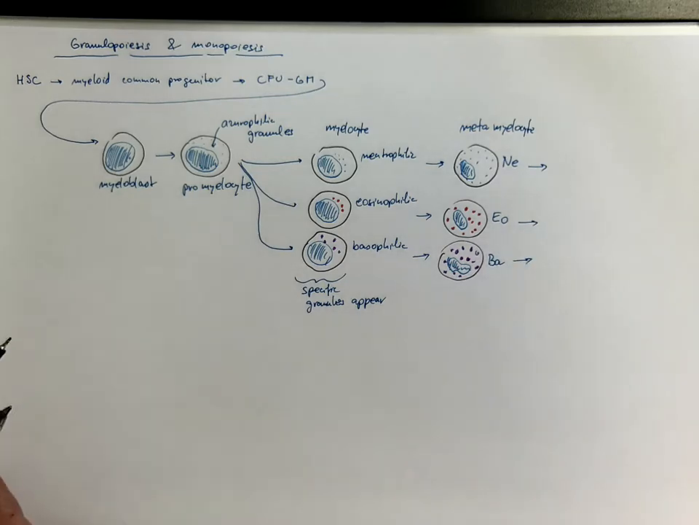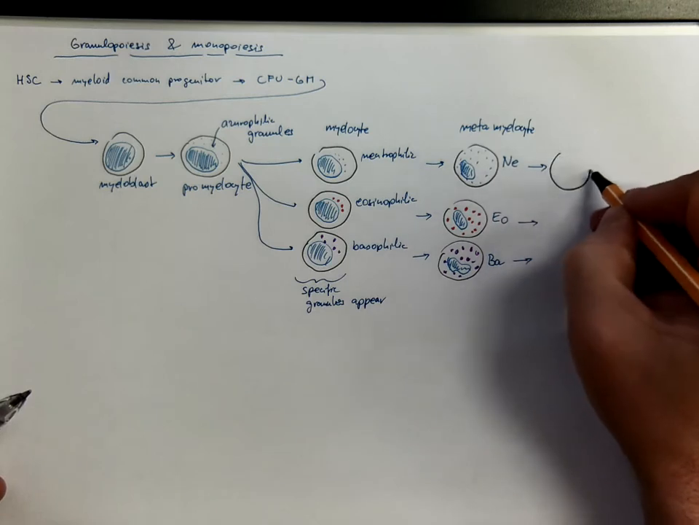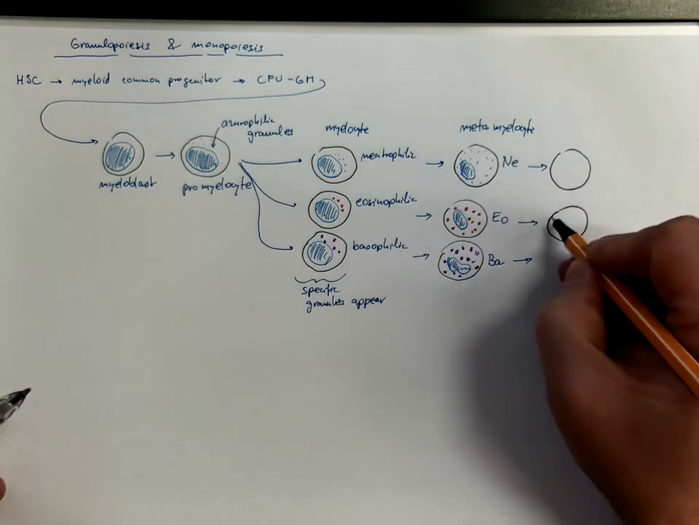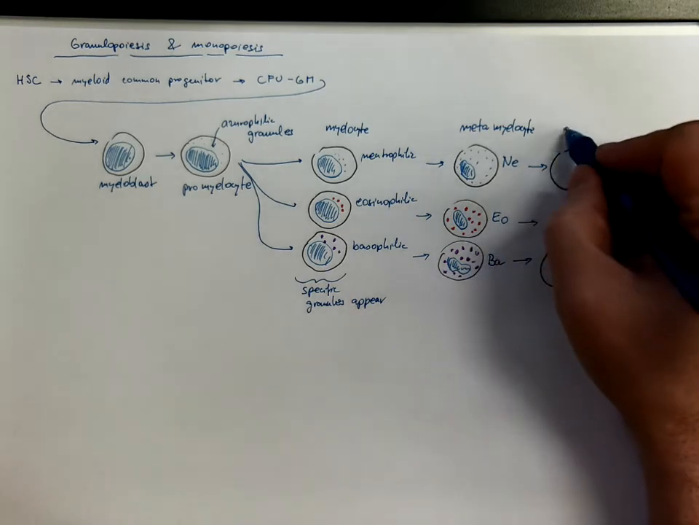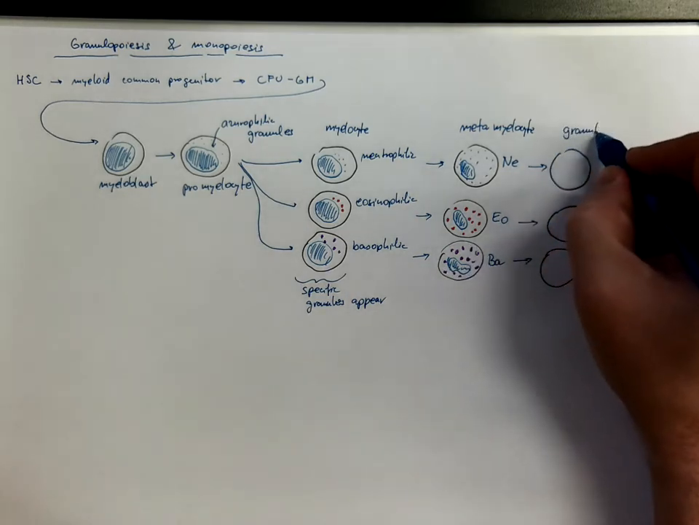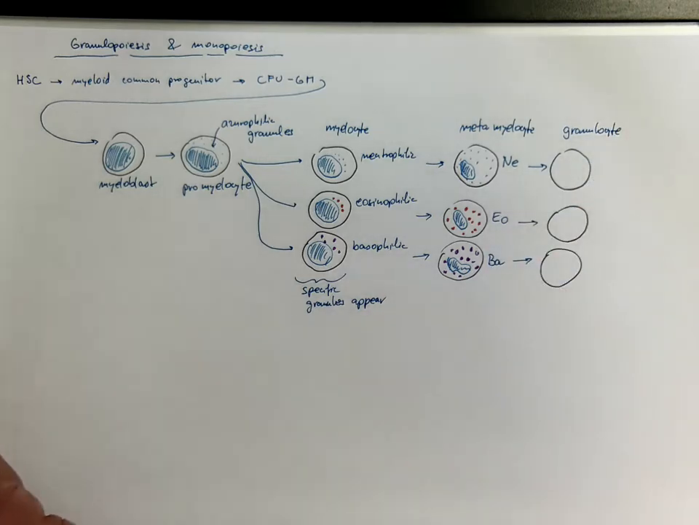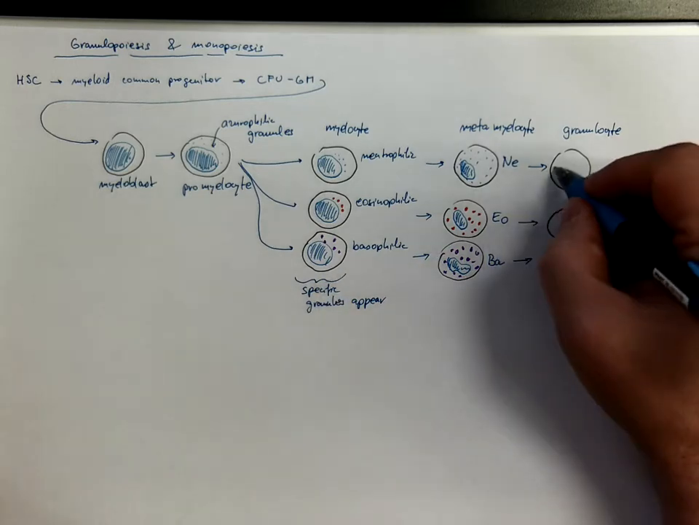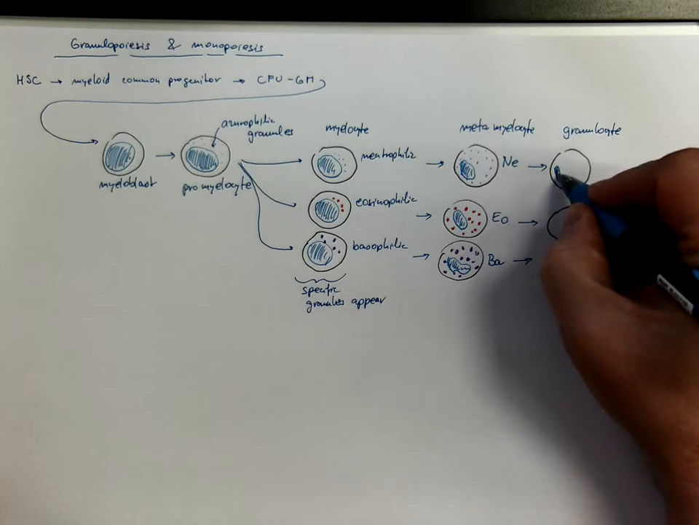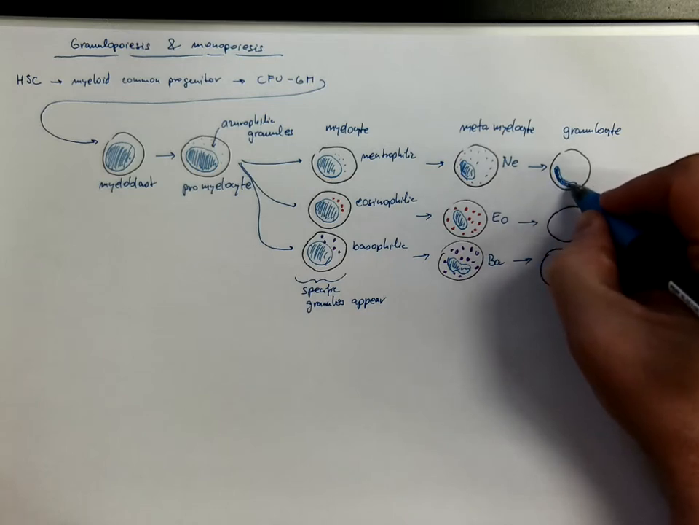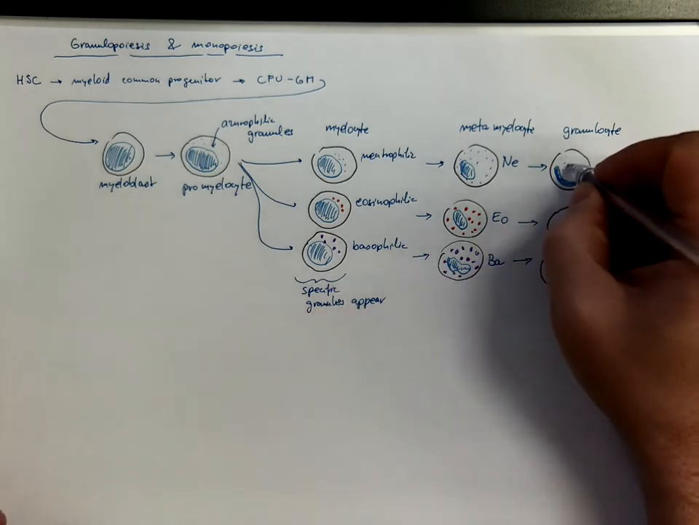and they mature into the cells we already know from the peripheral blood. That means the granulocytes. The neutrophilic granulocyte first has a non-segmented nucleus. It's called stab cell.